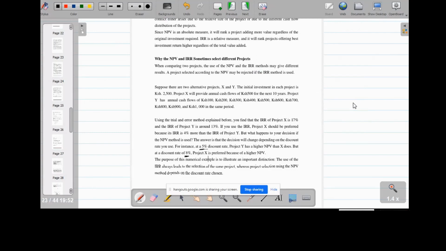So for example, if we apply the same 5% and 8% for X and Y using the IRR method, you will just find them being consistent. The project with the highest IRR remains, whether you change the rate or not.